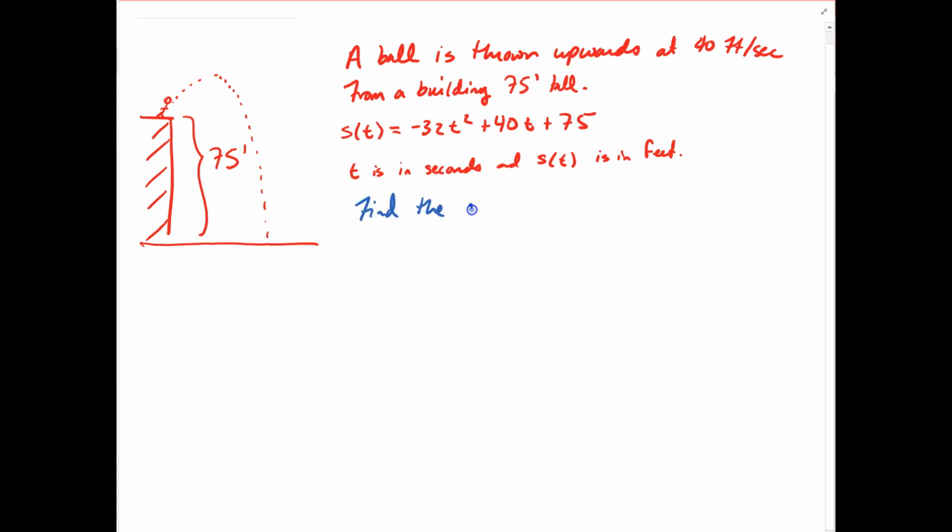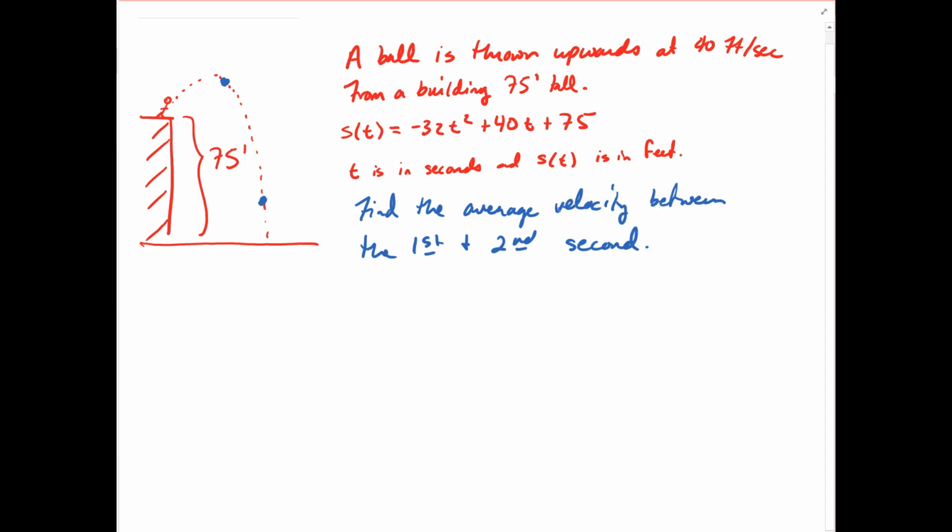So in this question, let's go ahead and find the average velocity between the first and second second. Let me give you a picture for what we're computing. We're going to find that after 1 second the ball has a certain height, and after 2 seconds the ball has a certain height, and our goal is to figure out what was its average velocity over that time period.